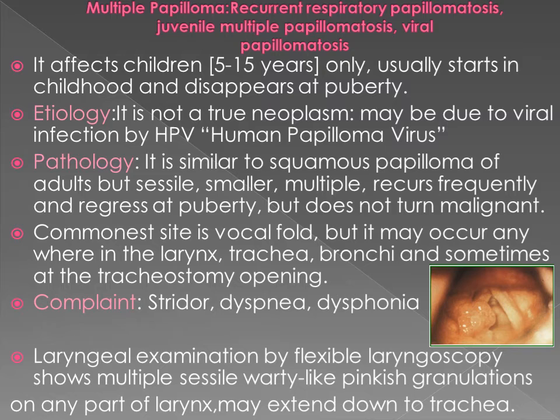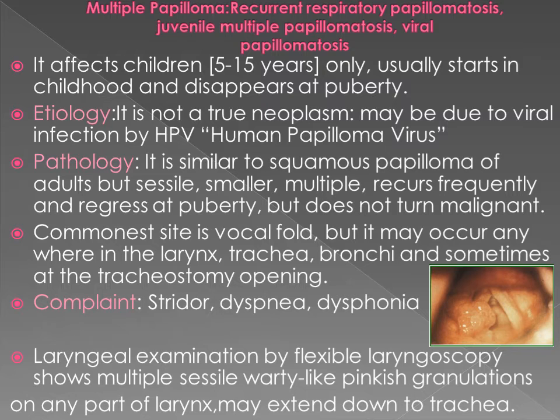There is also the multiple papilloma, or recurrent respiratory juvenile papillomatosis. It has a viral origin. It affects children from the age of 5 to 15 years. Usually, it starts in childhood and disappears at puberty. It's not a true neoplasm, mostly due to a viral infection by human papillomavirus. Pathologically it is similar to the squamous papilloma of adults, but smaller, sessile and multiple, and it recurs frequently and regresses gradually at puberty, but does not turn malignant like the single papilloma.